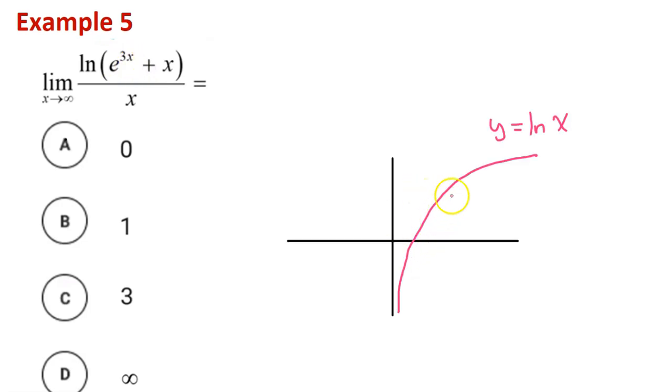The graph of natural log x looks like this. As the input value increases without bound, natural log x also increases without bound. So the numerator is approaching infinity. Obviously, as x approaches infinity, the denominator approaches infinity. Since both the numerator and denominator approach infinity, we can apply L'Hopital's rule.